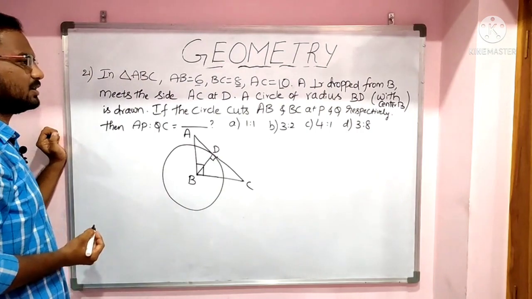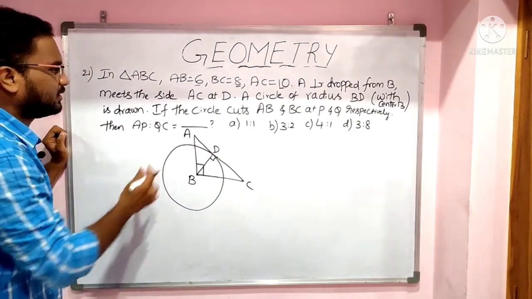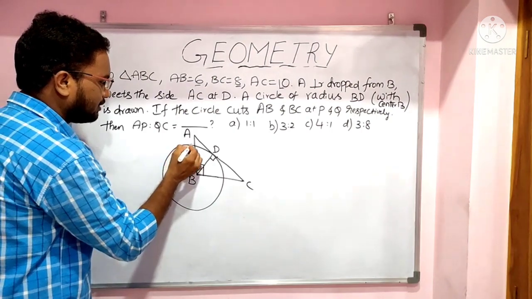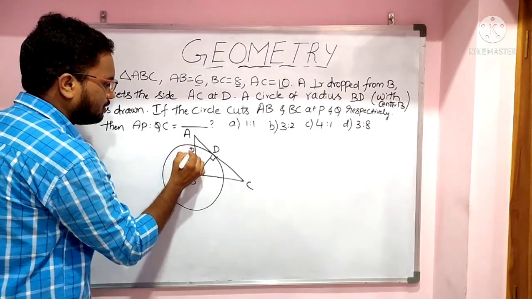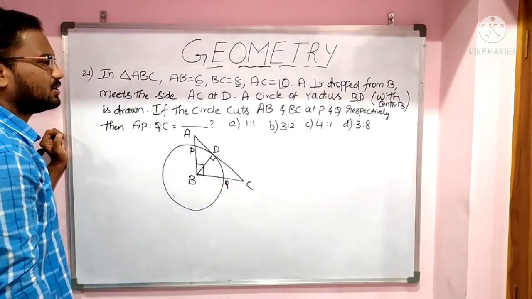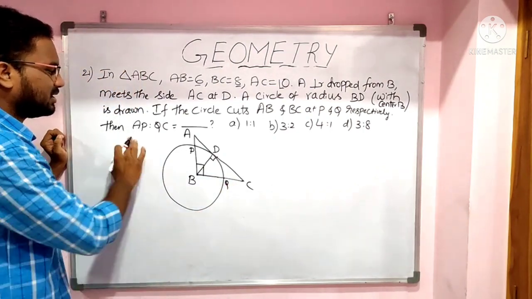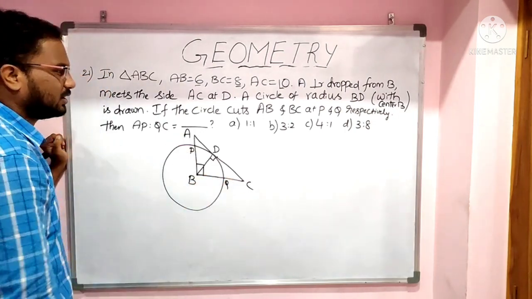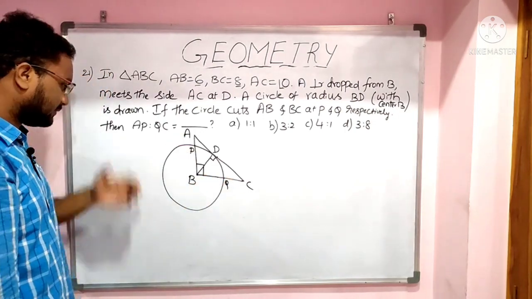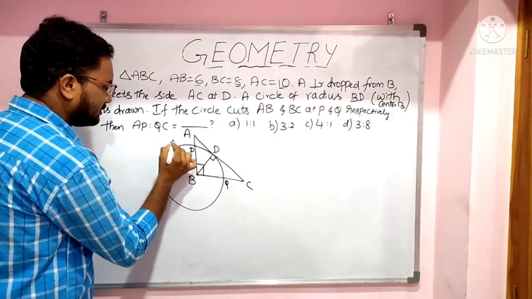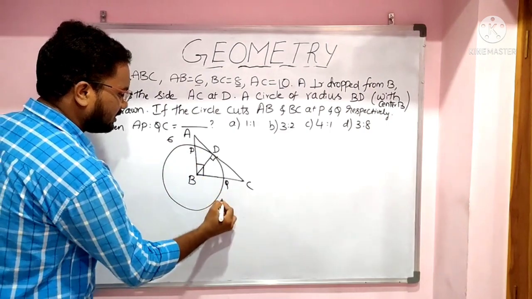Okay, this is the circle. If the circle cuts AB and BC at P and Q respectively, then we need to find AP is to QC. AP and QC, this value we need to find. First of all, AB, this length is 6, and this length is 8, and this length is 10.